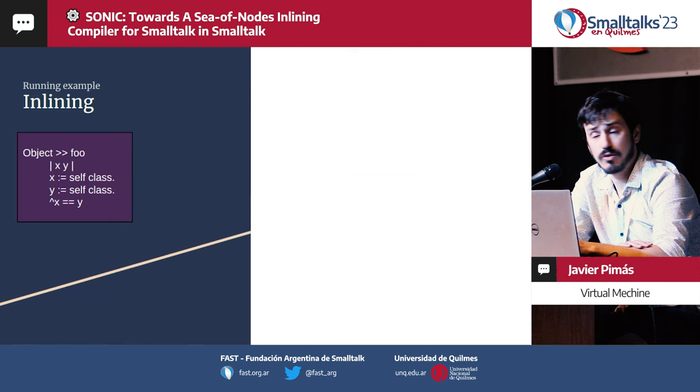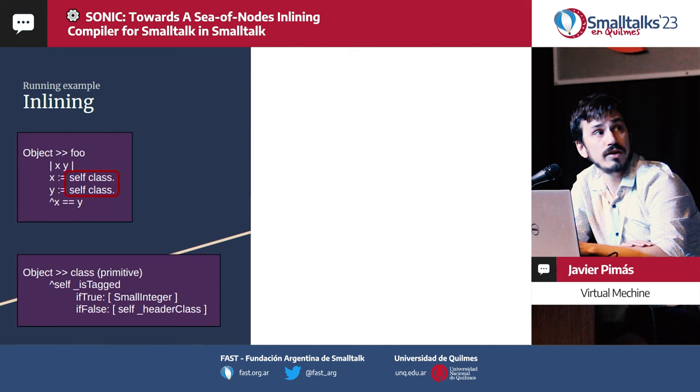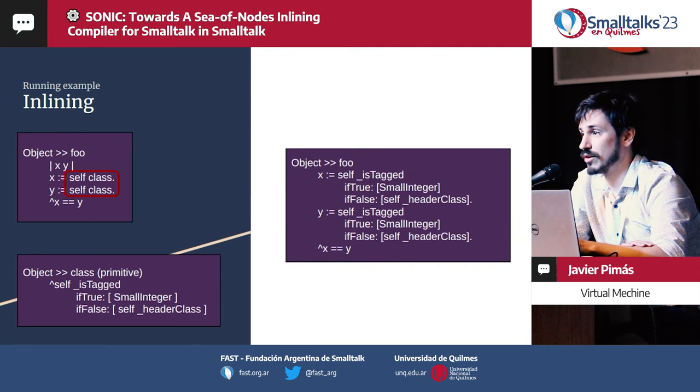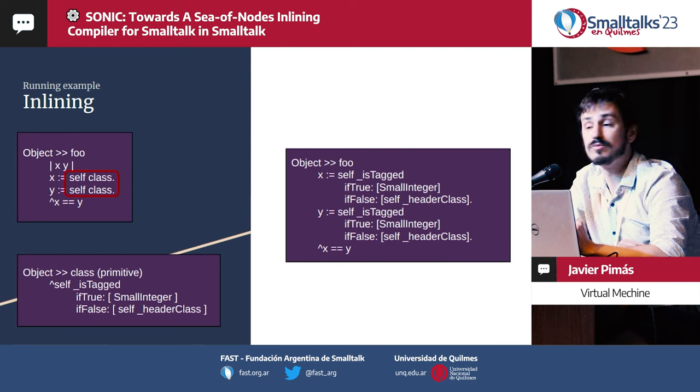So what does it mean to inline the message? Well, you can see it with code. It's not exactly what the compiler does, but if you look at the code, then you can see that here we have two class messages that we are sending, and the compiler would do the equivalent of this. So where we have self class, now we have the whole code of the original implementation of class, right? So now we have two times the same thing. And now the compiler is more or less approaching the truth, right?